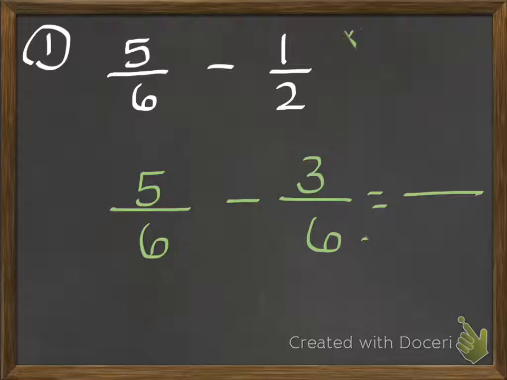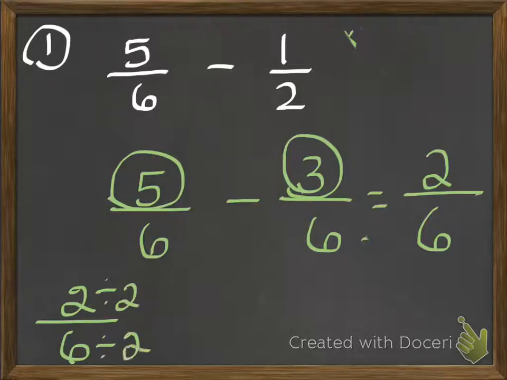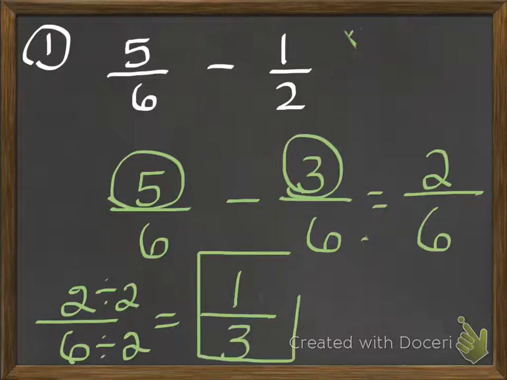My answer is still going to be 6. I only subtract the numerators. 5 minus 3 is 2. So now I have 2/6. Well, 2/6 can be divided down. A number that goes into both 2 and 6 is 2. I can divide 2 by 2. 2 divided by 2 is 1, and 6 divided by 2 is 3. So I simplified my fraction down to 1/3.